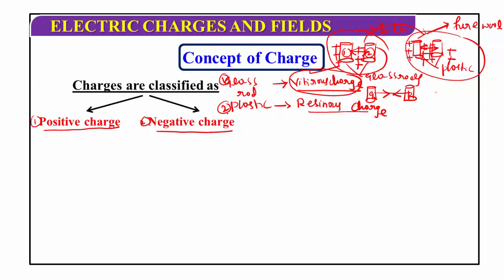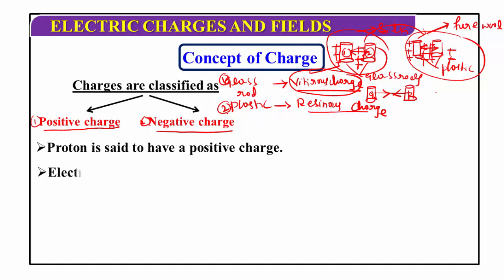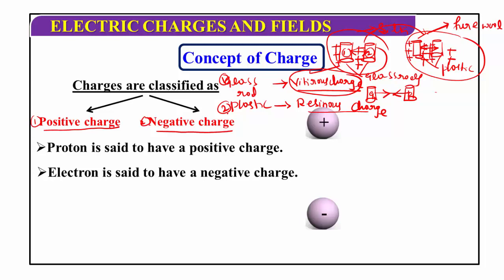Body which gains the electron that is called negatively charged body. Here a proton is said to have a positive charge. Proton is a positively charged body and electron is said to have a negative charge. Neutron is electrically neutral. Every atom consists of proton, neutron and electron. The protons and neutrons are together called nucleons. The electrons are revolving around the nucleus in a circular orbit. The electron is said to have a negative charge.